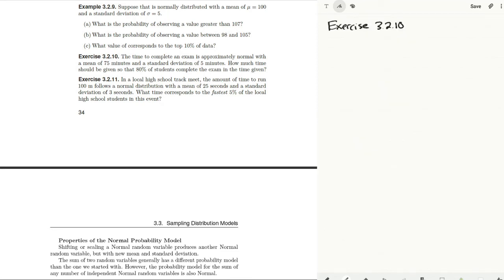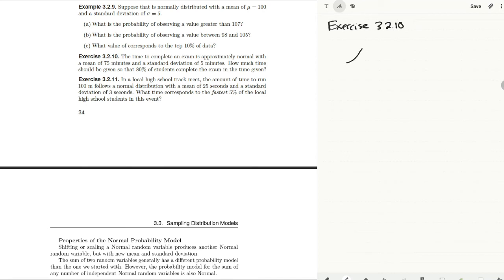So let's take a look at another example. Suppose that the time to complete an exam is approximately normal with a mean of 75 minutes and a standard deviation of 5 minutes. So how much time should be given so that 80% of students can complete the exam in the time given? So let's first draw our model.